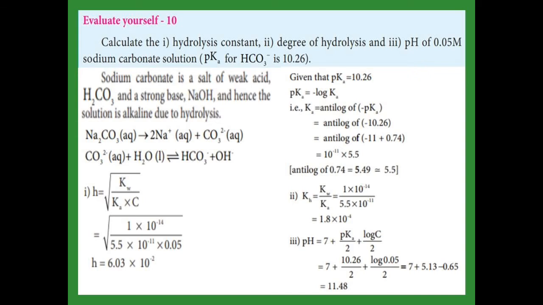Then the pH value comes from the formula 7 plus pKa divided by 2 plus log C divided by 2. The pKa value was given as 10.26, divided by 2, and the C value is 0.05. After putting in the log value we get 0.65. So after calculating we get the pH value as 11.48.